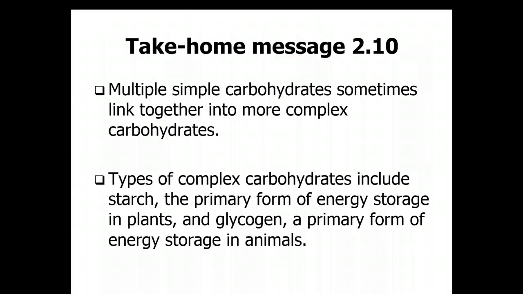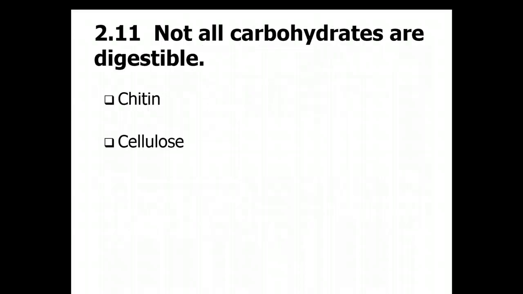Multiple simple carbohydrates sometimes link together into more complex carbohydrates. Types of complex carbohydrates include starch, the primary form of energy storage in plants, and glycogen, the primary form of energy storage in animals, both of which we somehow consume in our diets.